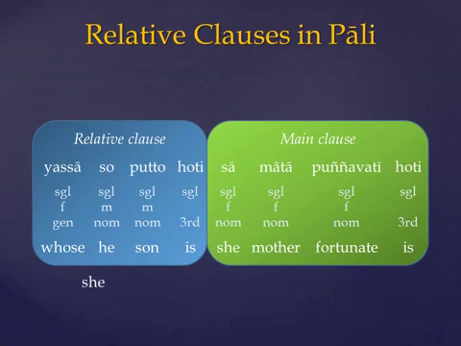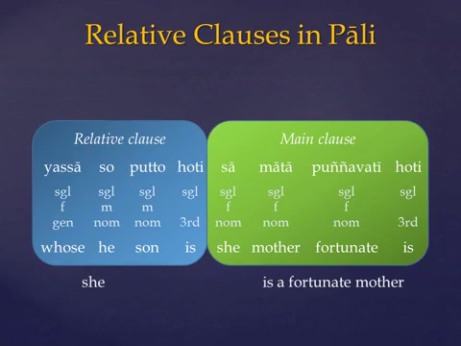And if we now look at the main clause, we can see that it's made of nouns in the nominative case with the verb is, and the word punyavati is actually an adjective qualifying mata, mother. So we can render the main clause as an equational sentence: she is a fortunate mother.